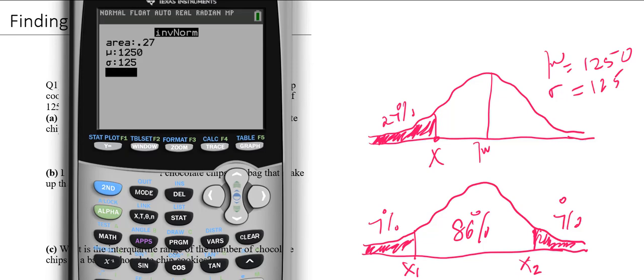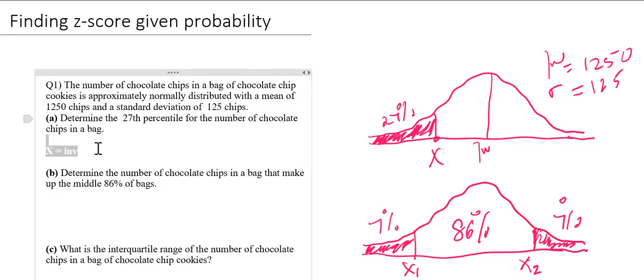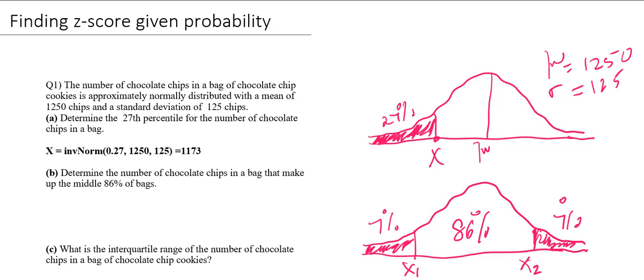And then press enter, paste, and then enter, and it is 1,173.4. So that would be the answer. So it's just to show you here how you do this. All right. And that would be equal to 1,173. All right, so that's the first part.